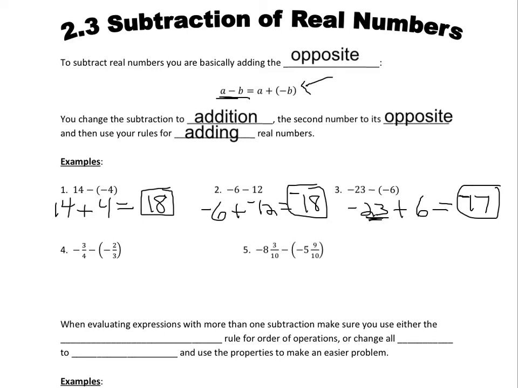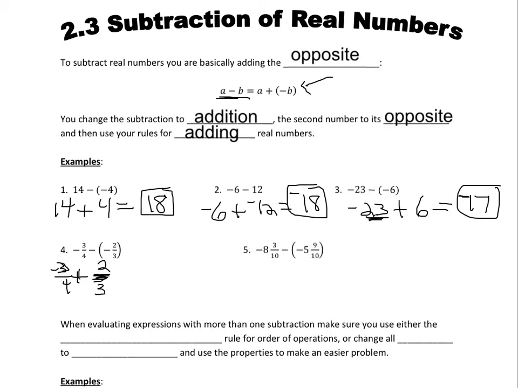Now, let's go over some fractions. The same rules apply, and it often helps to change your subtraction problem to an addition problem first, then deal with your fraction rules and how those apply. So like in this first problem, we have negative 3/4 minus a negative 2/3. The negative 3/4 is going to stay the same. Subtraction is going to become addition. And then this negative 2/3 is going to become a positive 2/3.